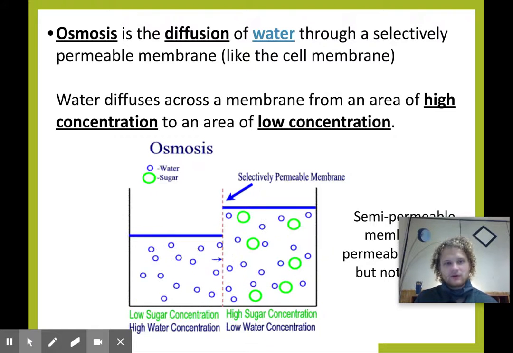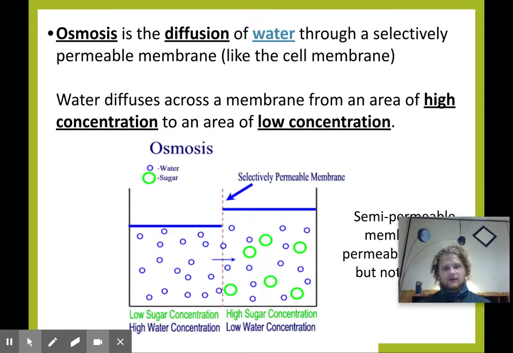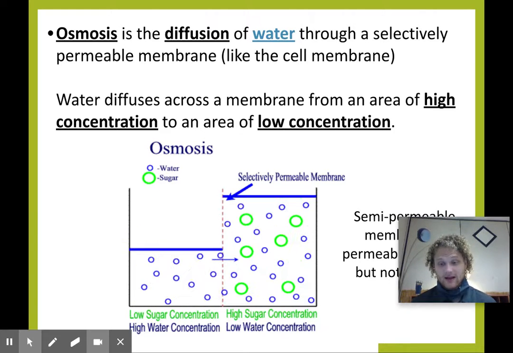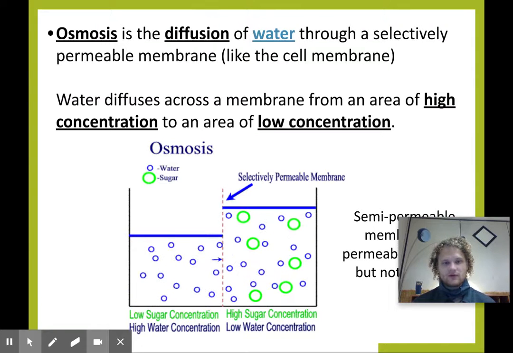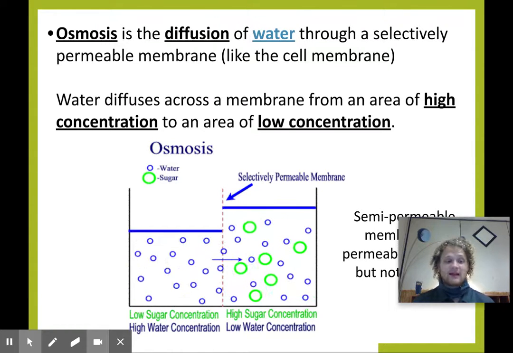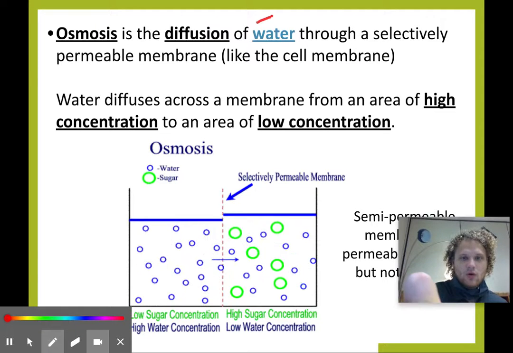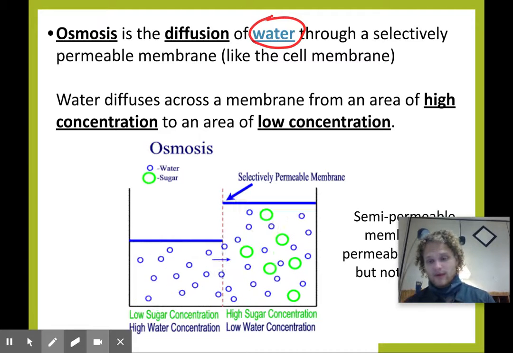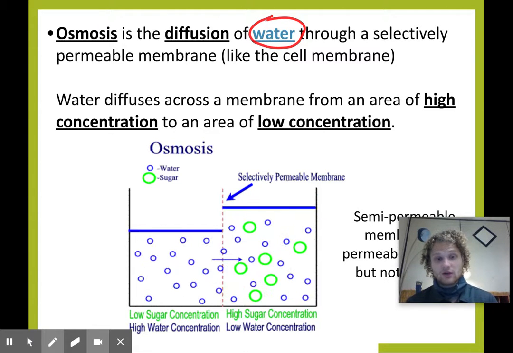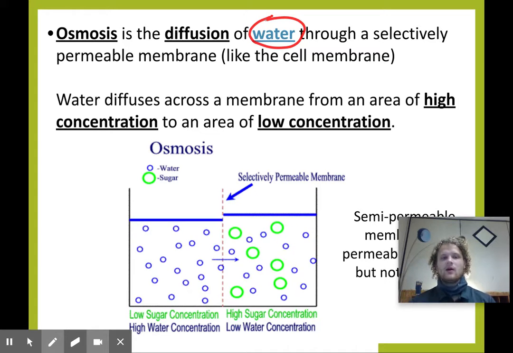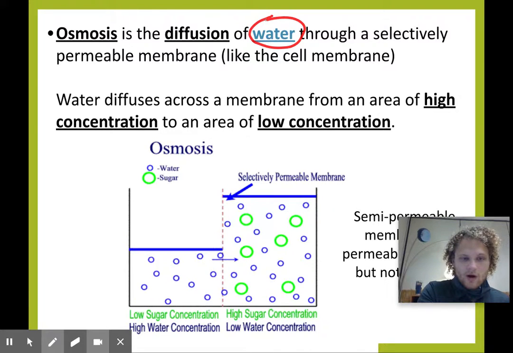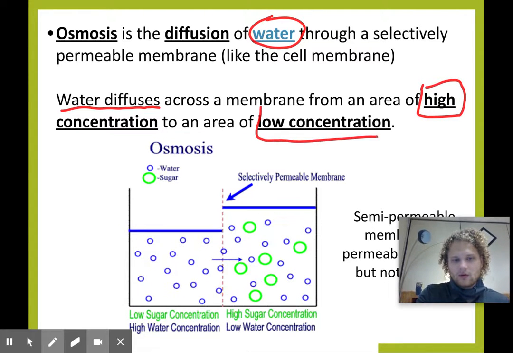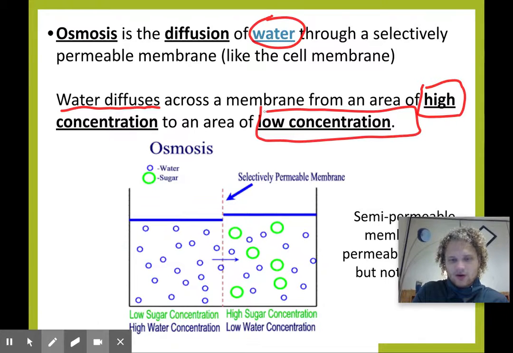Now let's talk about osmosis. Osmosis is the diffusion of water through a selectively permeable membrane. So it's literally the same thing as diffusion, but now it's specific to water. Now we're talking specifically about water molecules, because water is so important that it gets its own type of diffusion called osmosis. Water diffuses across the membrane from an area, again, of high to low concentration.